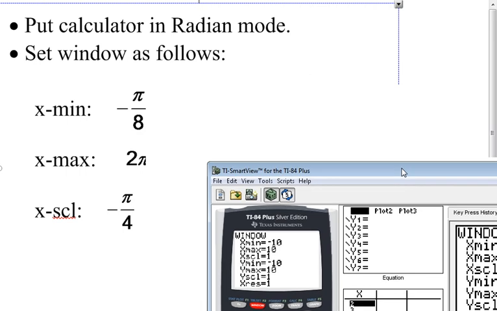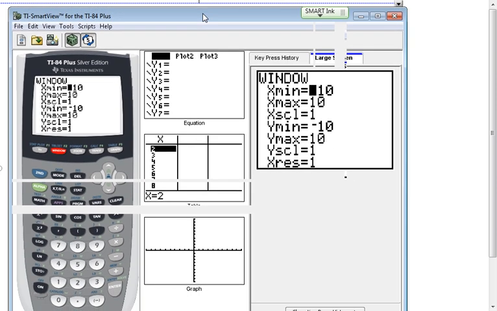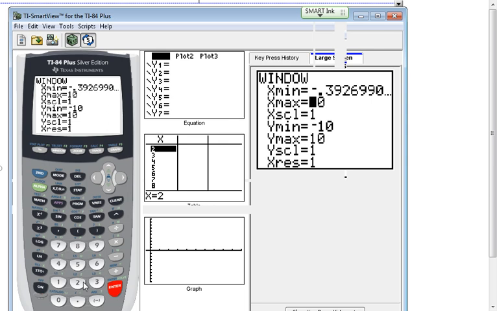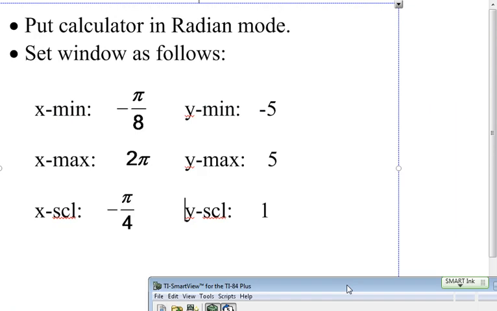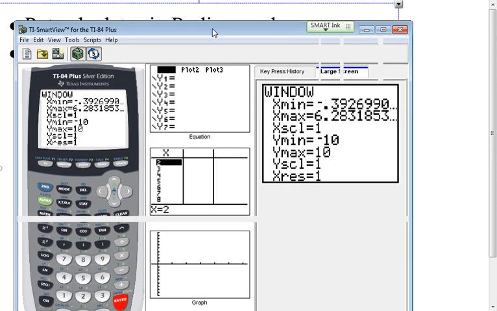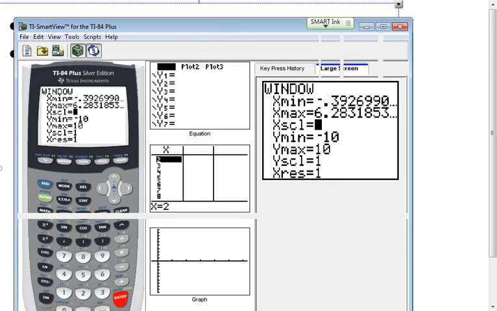and I'm going to have you set your x min at negative pi over 8. So negative pi divided by 8. When you hit enter, it's going to change to a decimal, just so you know. So hit enter. I want you to put your x max at 2 pi. Hit enter. I want you to put your x scale at positive pi over 4, not negative pi over 4. So positive pi over 4.